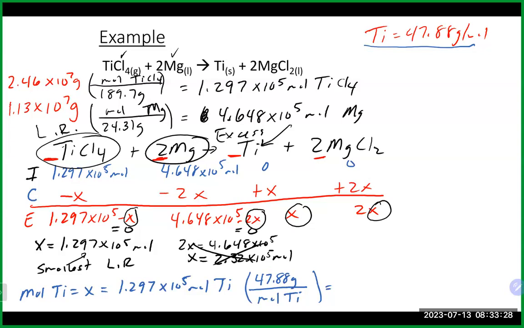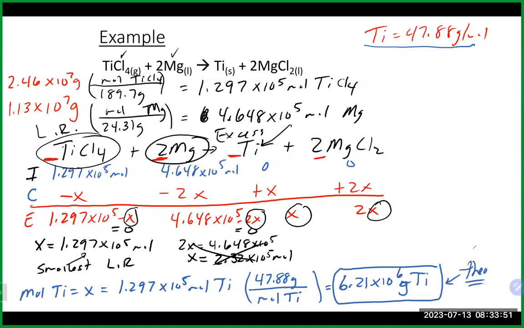And we'll take that times 47.88. Going to give us 6.21 times 10 to the 6 grams of Ti. This is our calculation from the equation, which means that this is our theoretical yield. Any questions on that there?